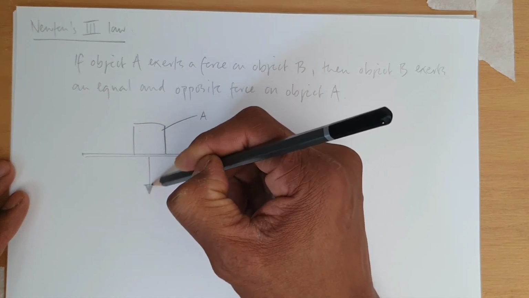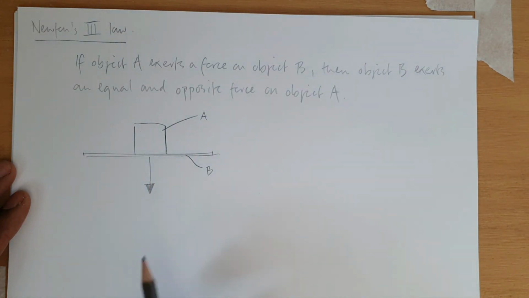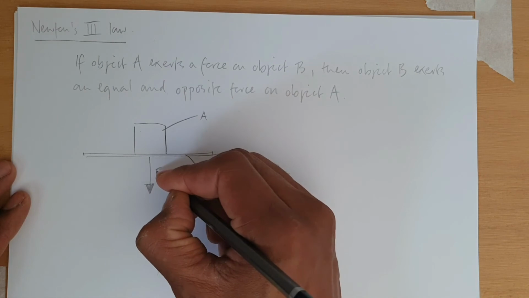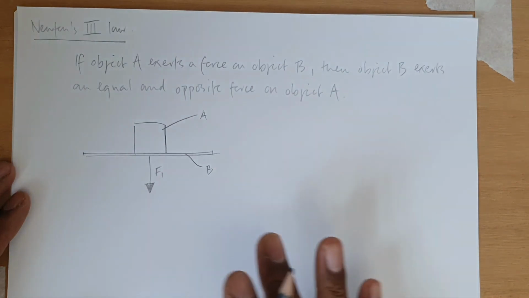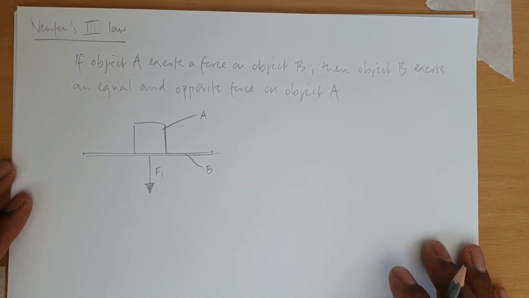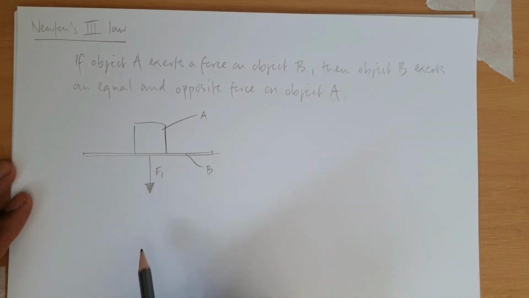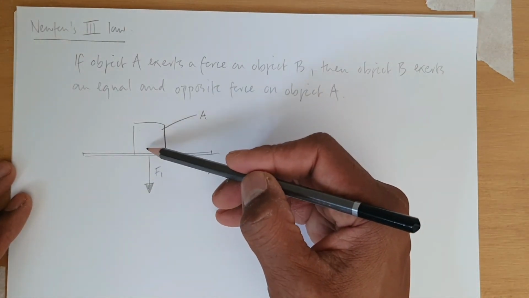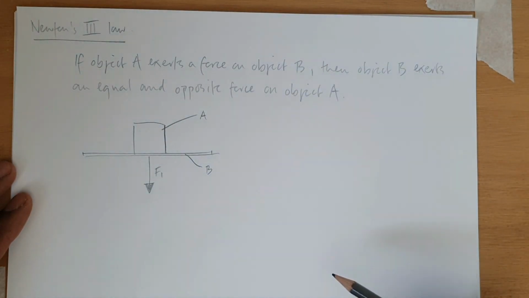It pushes the shelf down with a force. I'm just going to call that force F1. I don't want to confuse anything too much by talking about how big it is. Okay, so we've got this force F1, which is the block pushing down on the shelf.